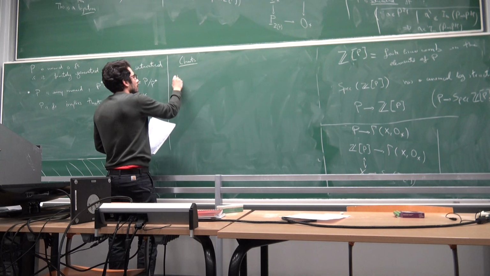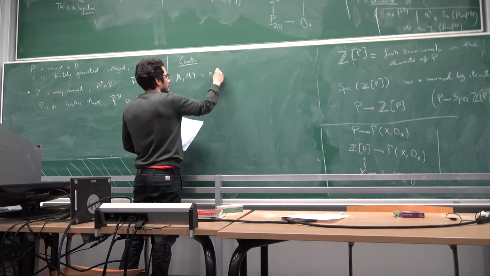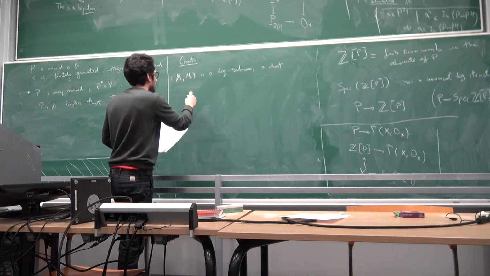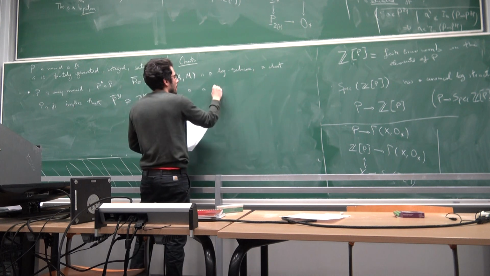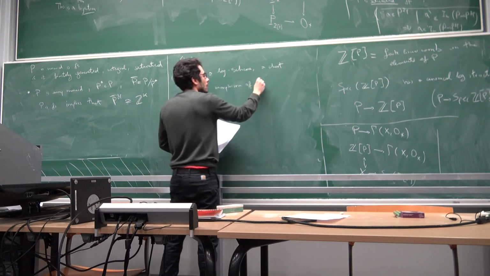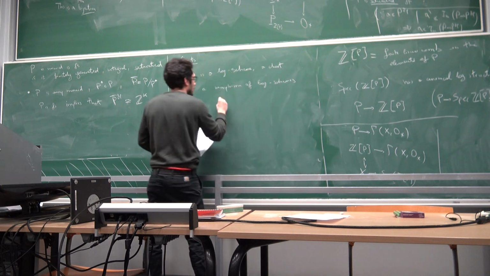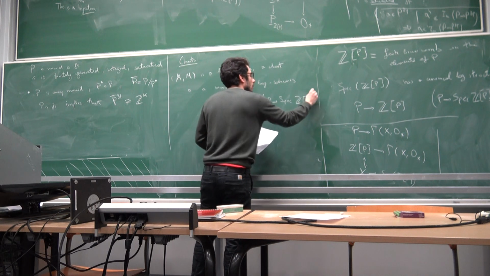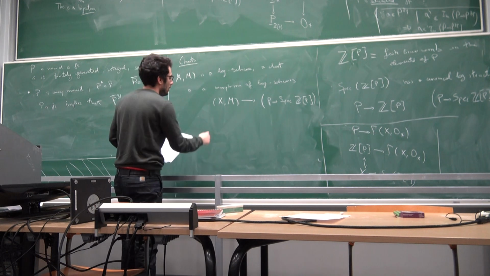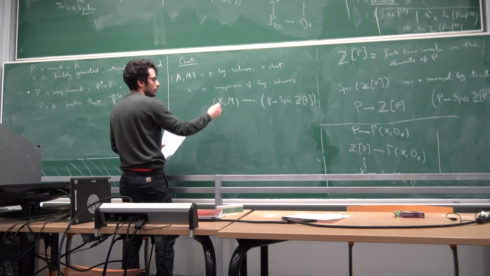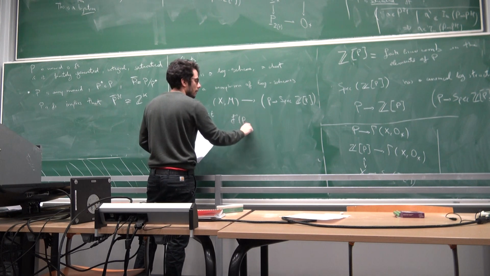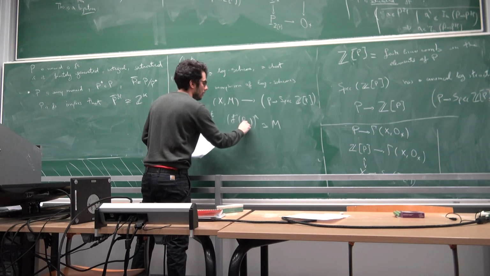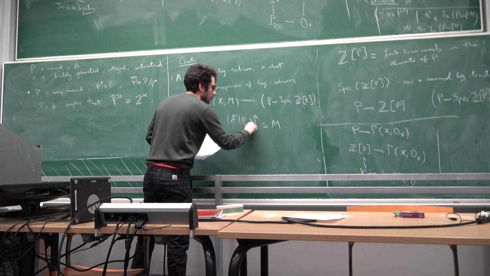So chart. If X, M is a log scheme, a chart for M is a morphism of log schemes onto one of these fine log schemes, such that the pre-image log structure coincides with M. So if I take f minus 1 of the log structure on Spec Z P and then take the associated log structure, this is isomorphic to M.